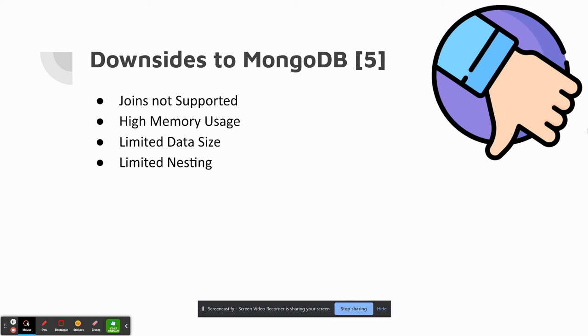Limited data size. You can have a document size no more than 16 megabytes in size, so you're restricted in the size of data that you can put into MongoDB. And limited nesting. You cannot perform nesting of documents more than 100 levels. I don't know if there's that type of restriction with SQL, but apparently there is with MongoDB, which is something I learned during my research of this.